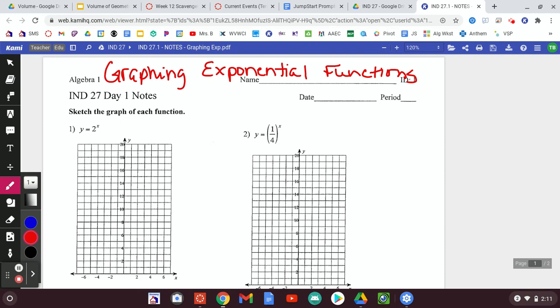All right, so we are going to go ahead and skip over indicator 26. If we have time toward the end of the mod, we will circle back to it, but if we don't, it's not that big of a deal if we skip it.